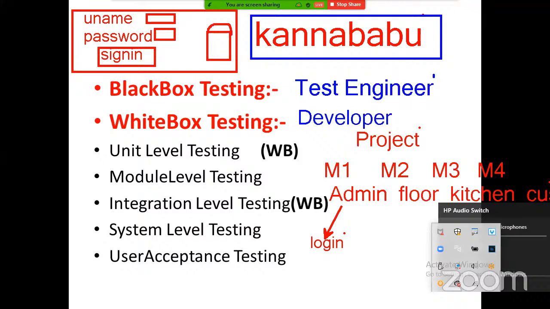So who will develop this task? The developer. Who will develop the code? The developer. Who will test the code? The developer. The testing that is done by the developer is called unit level testing. A unit is a small piece of code written by the developer. Is it clear? Say a small login form is there. Who will design the screen? The designer. Who will write the code? The developer. Who will test the code? The developer only. The testing done by the developer is called unit level testing. That is white box testing only.